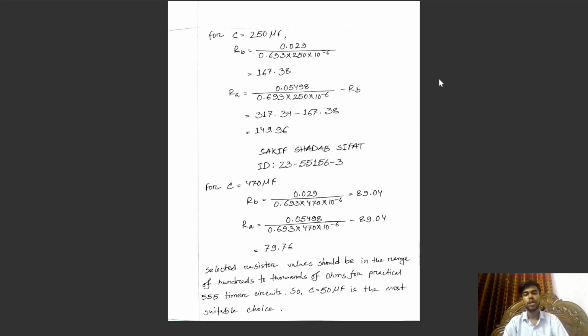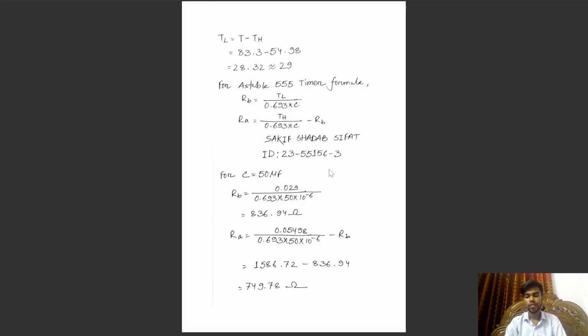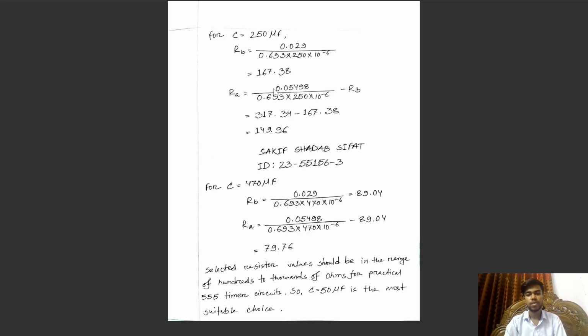For C, which is 250 microfarad, we need to repeat the same process for the RB and RA calculation. We have done the same process we did for the previous one, which is 50 microfarad, with 0.029 and 0.693, which is constant. We only need to change the value to 250 and multiply it with 10 to the power minus 6, and the result for RB is 167.38, and the RA value is 149.96.